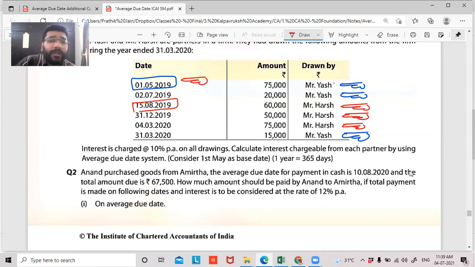So even if you take 1/5/2019 as a base date for both of them, still your answer will match. And even if you take for Harsh this as the base date, because for Harsh 15th August is the least due date, that also, if you take, it will 100% match. So what are they asking, guys? They're asking to calculate the average due date. And once you get the average due date, from the average due date till the end of the year, that is 31st March, you're supposed to calculate the interest, the way we have done in illustration 11.